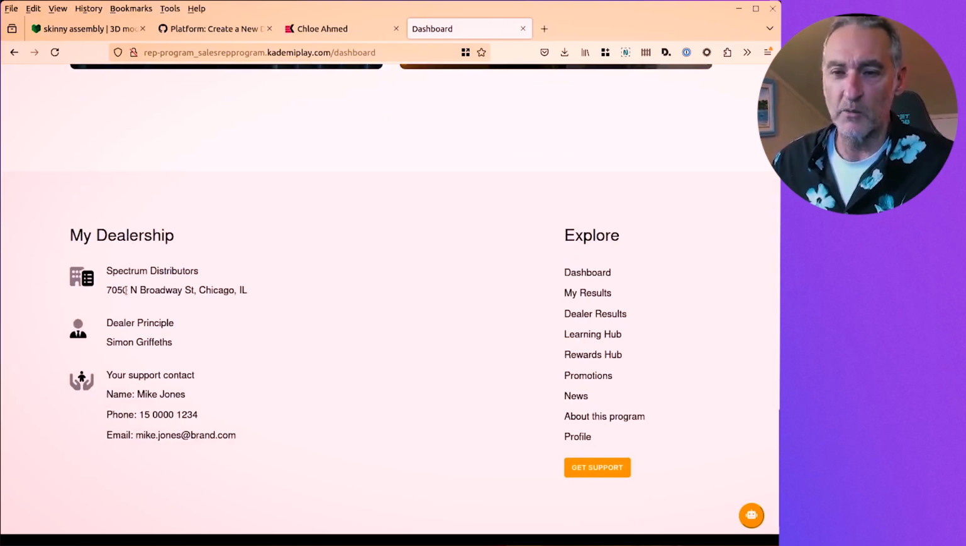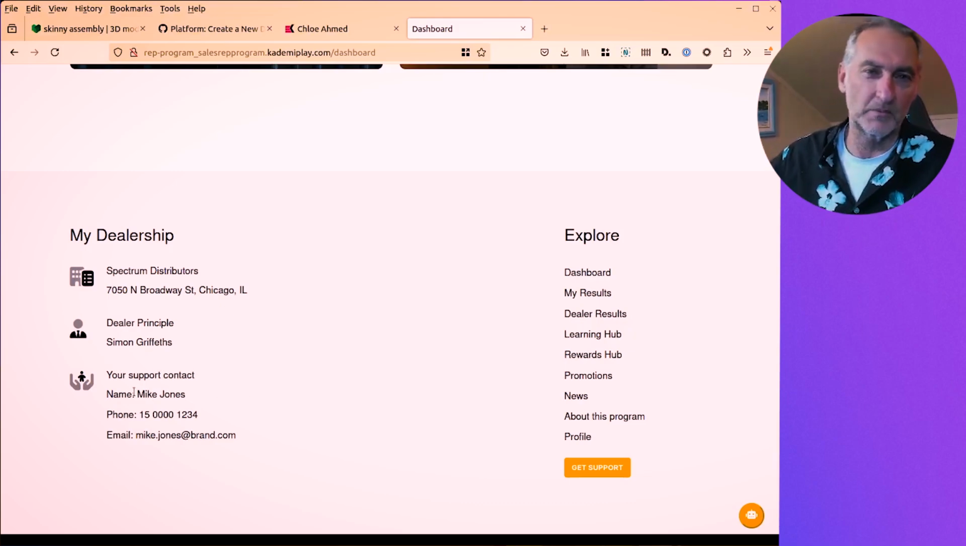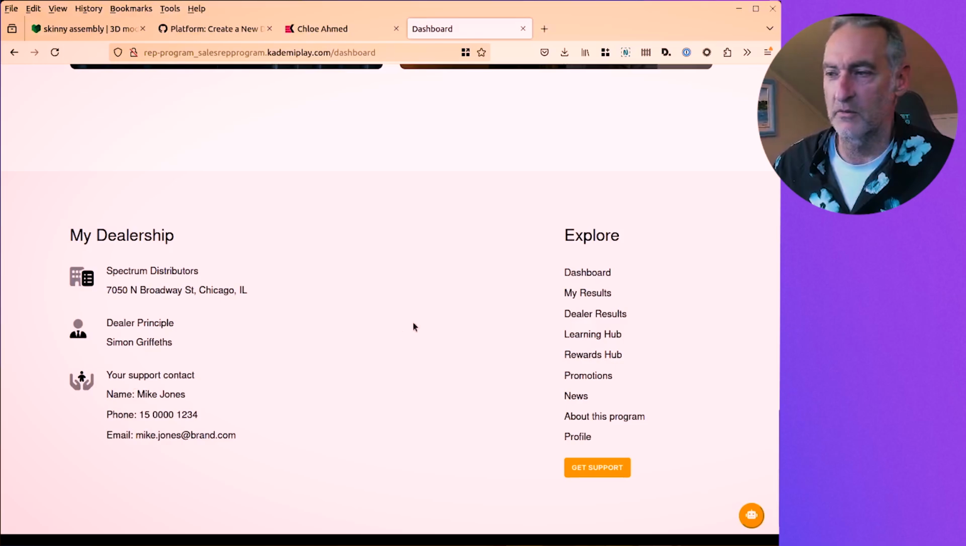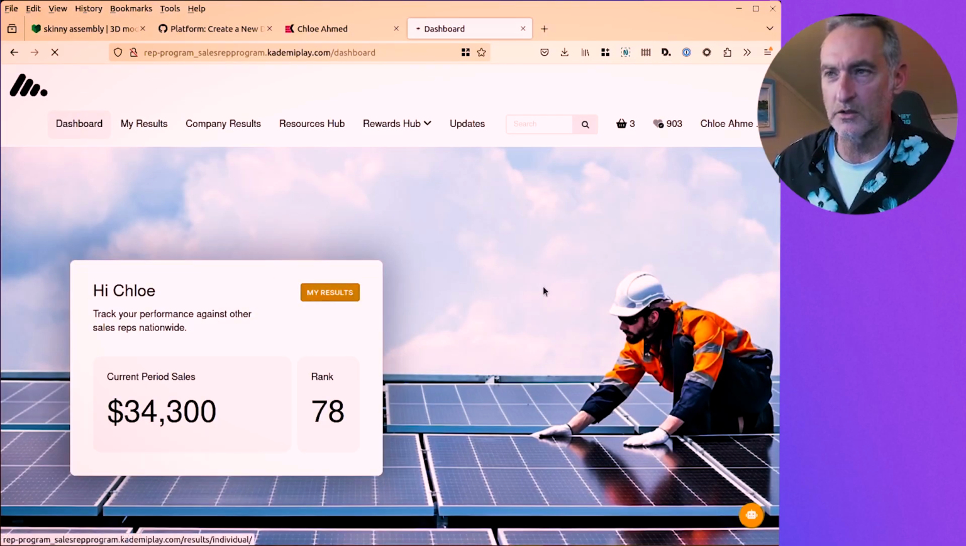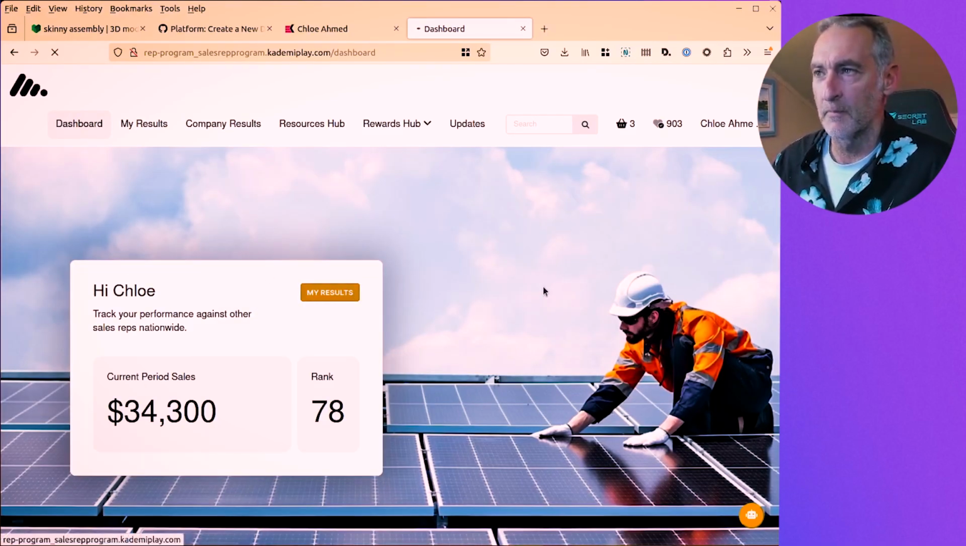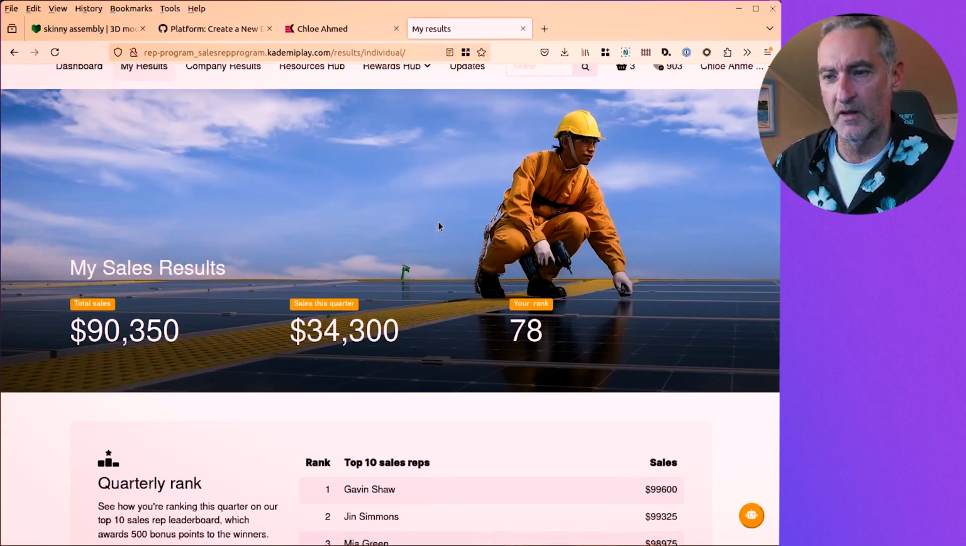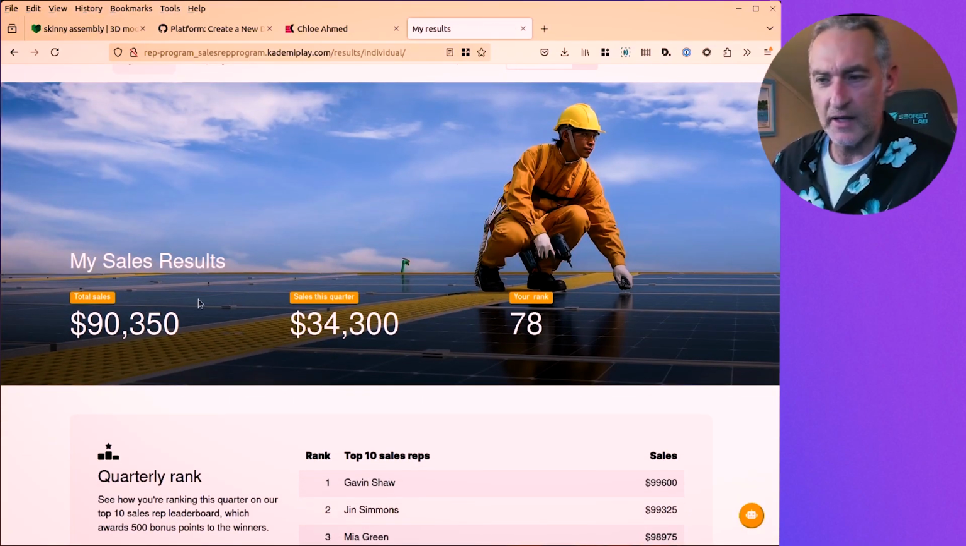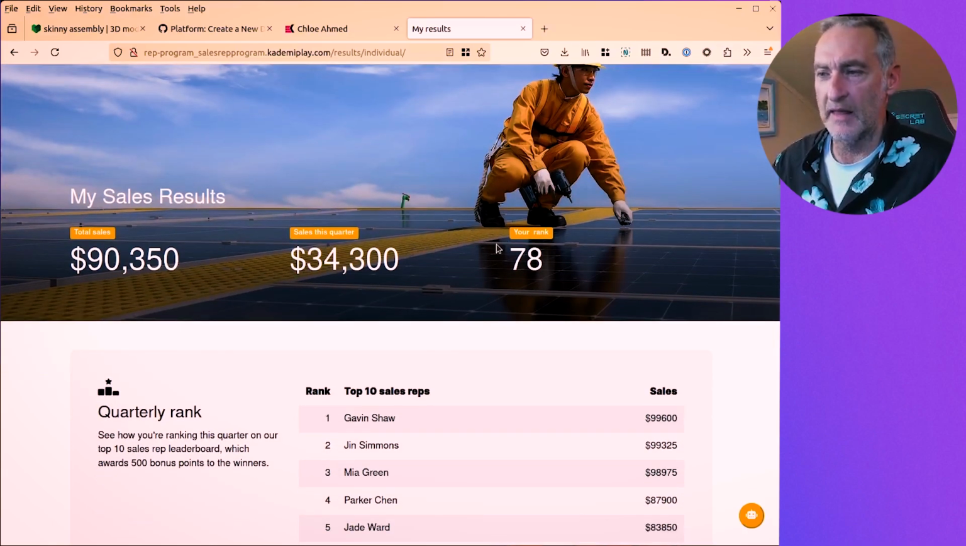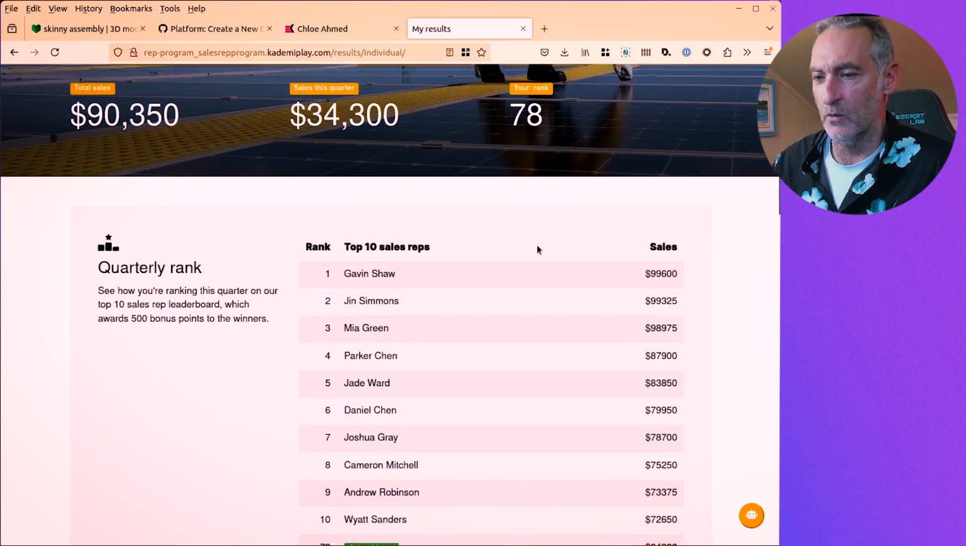And just down the bottom here, one thing that's really nice to do is just have a support contact, the sales rep for each dealer. So it's right there. They can get that information. So here's Chloe. We're going to see her results. Right. So total sales this quarter, and where that puts Chloe in the rank.